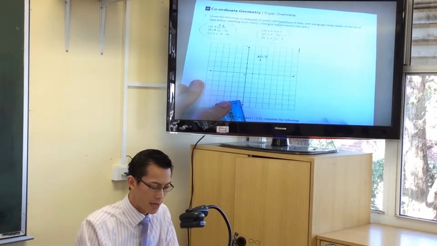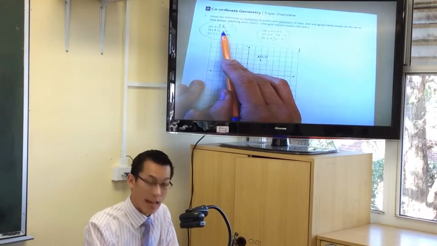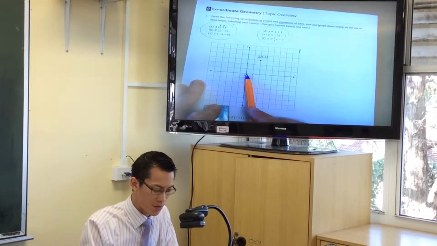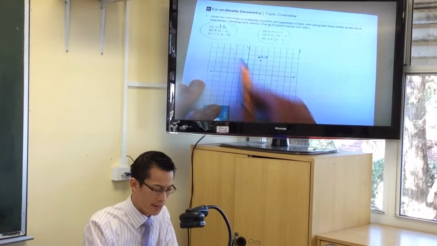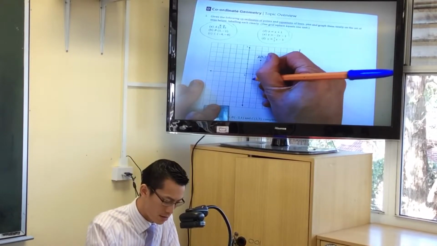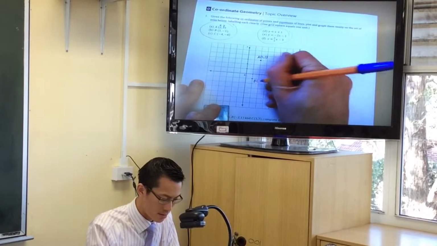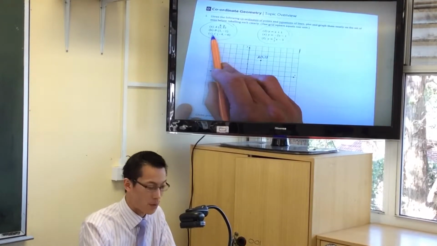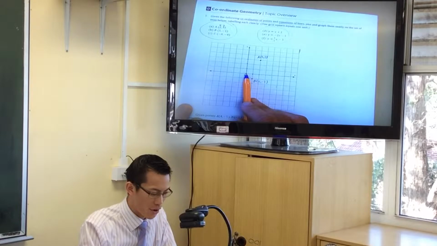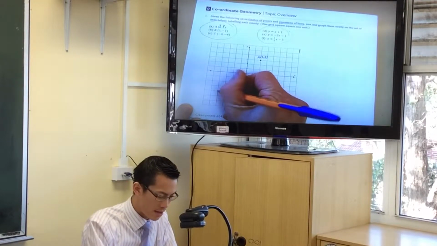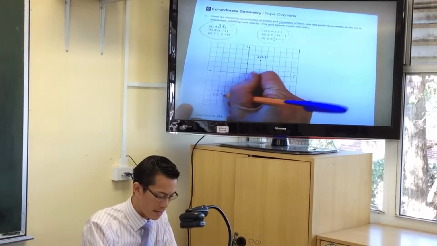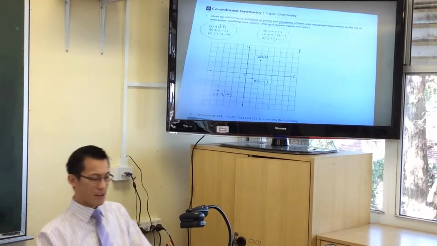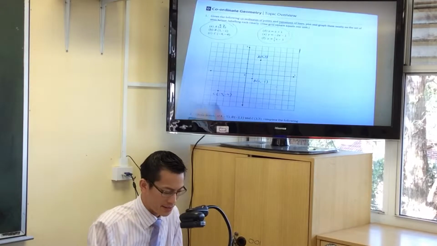That's A. B is 1, -1, so you're going to go to the right 1 and down 1. That's the -1 there. So that's where B is. And our last point, -4, -4. So you go 4 to the left this way, and you go 4 down. So that's where C should be. Okay, so there you go. That's A, B, and C.